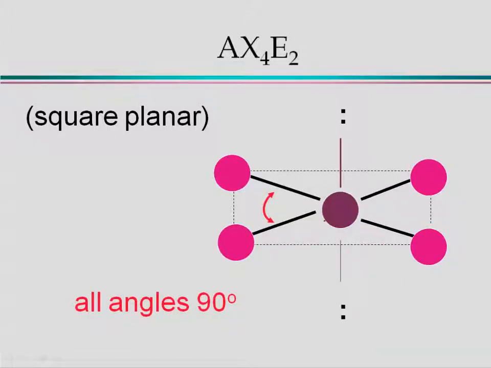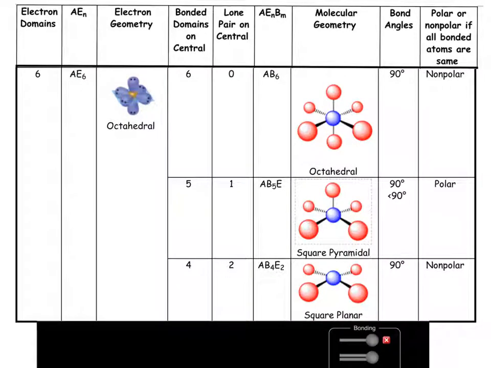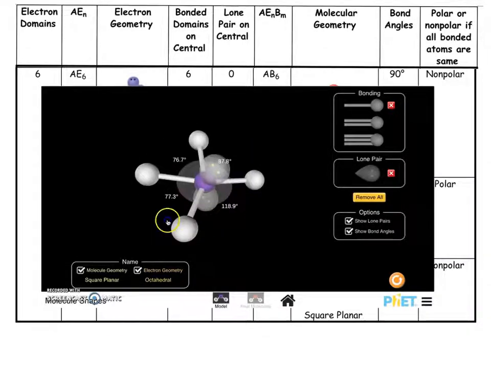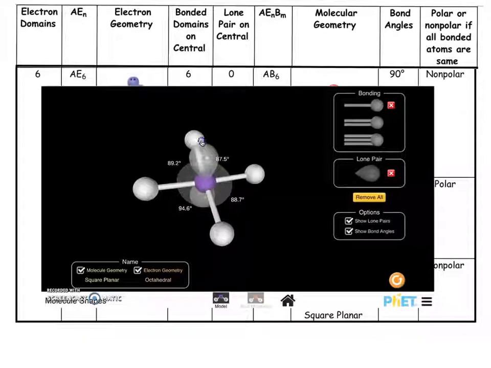All right, if you have 2 lone pairs and 4 bonded pairs, it's what we call square planar. This time, all of the ones that are on that central plane, all 4 of those are bonds, and then the lone pairs are sticking up and sticking down. So this is a square planar once again.